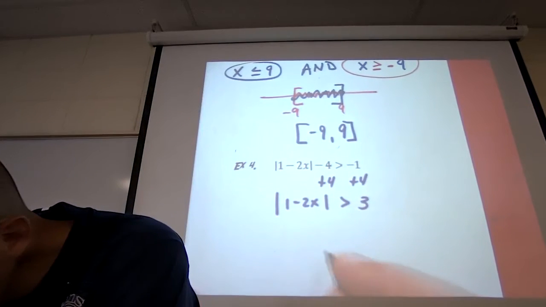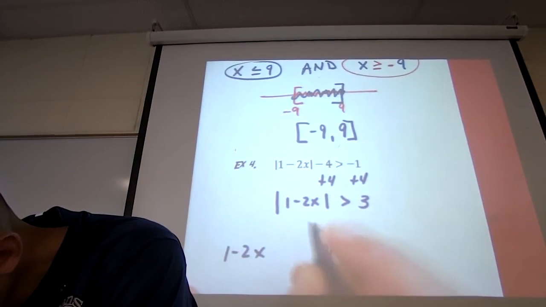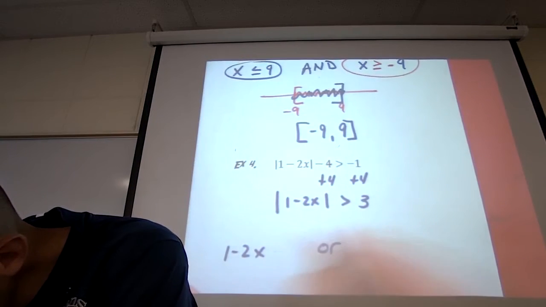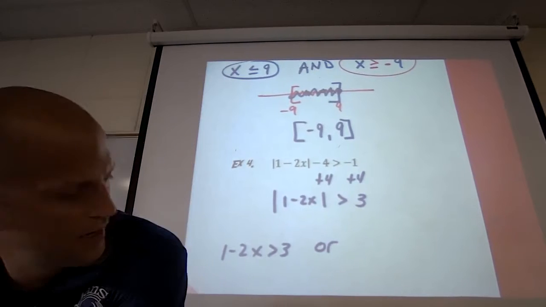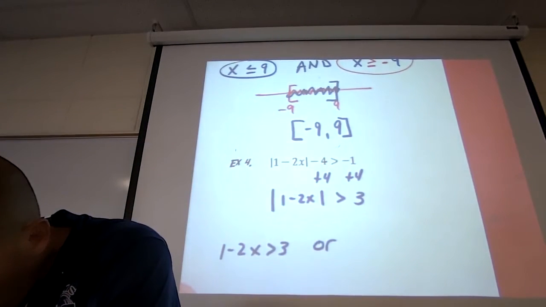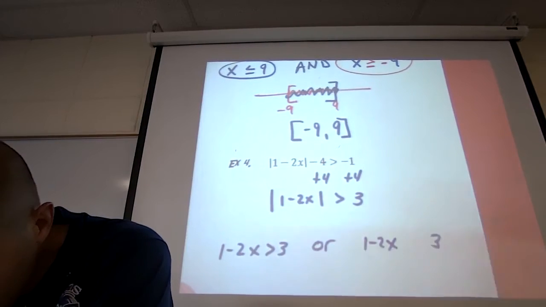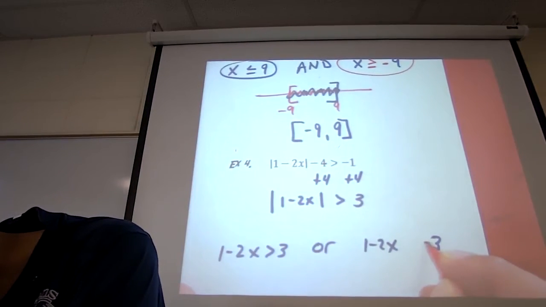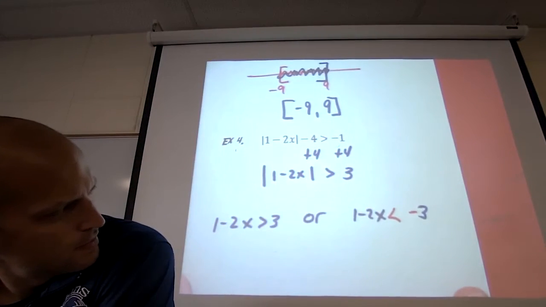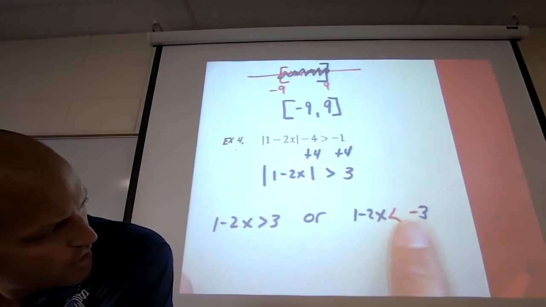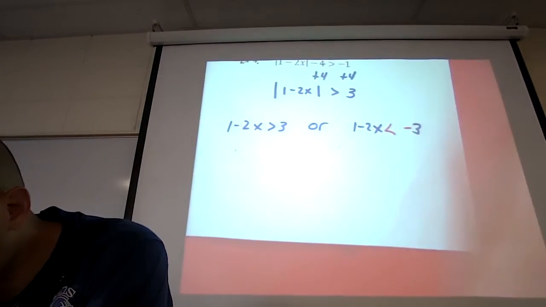Or? Is that what I heard? So I got 1 minus 2x is greater than 3, or 1 minus 2x and 3 stay the same, but now it's negative 3 and I flip my sign. So these two symbols over here are changing. Okay. Now the beautiful thing, I just solve it like I see it.